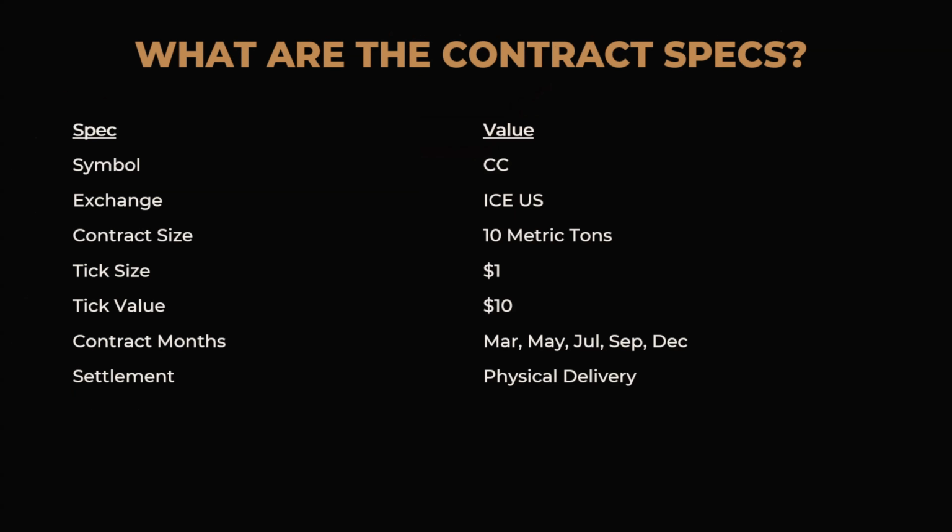What are the contract specs? The symbol is CC. It trades on the ICE exchange. The tick size is $1. The tick value is $10 per tick. There are no daily price limits. This is a violent market.